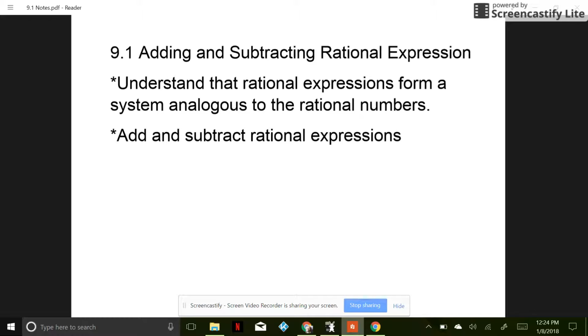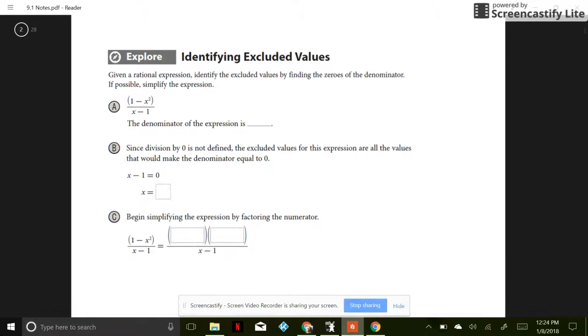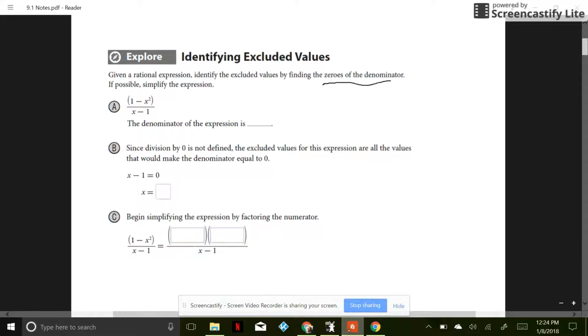So we're looking at section 9.1. We're going to be adding and subtracting rational expressions. So first thing we want to do is identify excluded values. If we're given a rational expression, identify the excluded values by finding the zeros of the denominator. Remember, anytime we divide by zero, we have an issue. So that's when we're going to have domain issues.